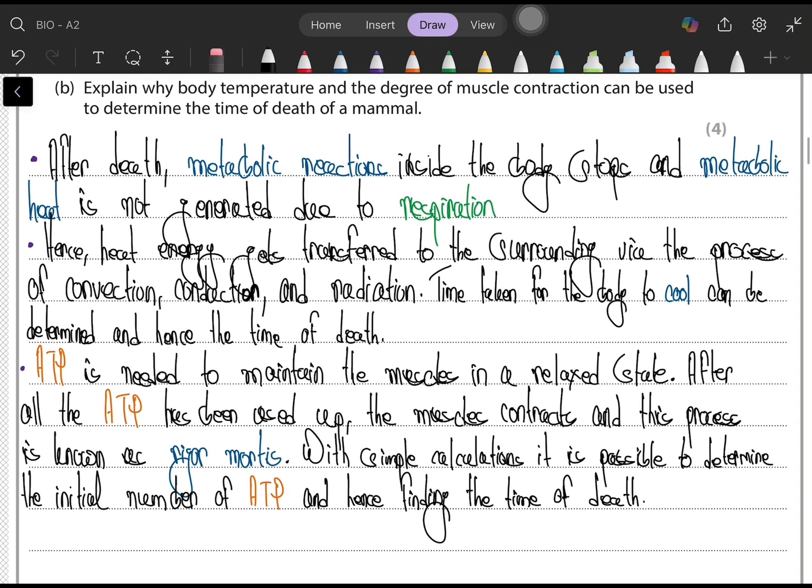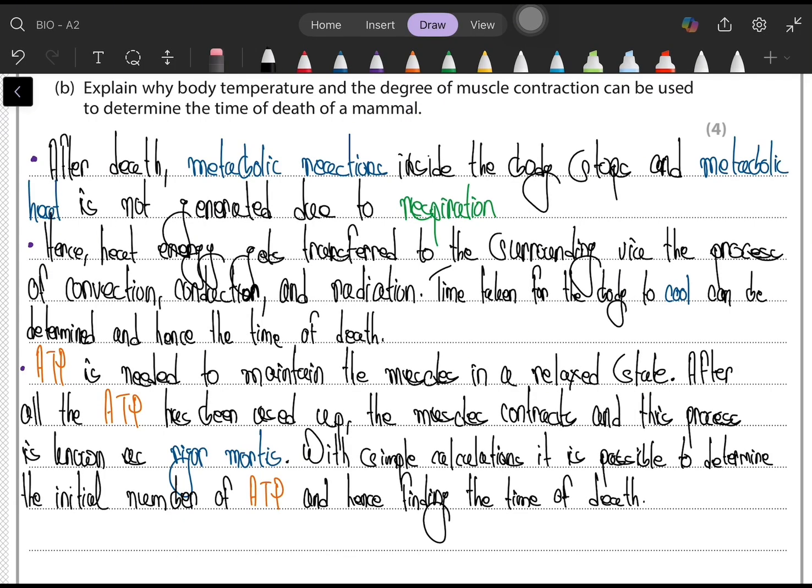So this is what I have written down. After death, metabolic reactions inside the body stop and metabolic heat is not generated due to respiration. Hence, heat energy gets transferred to the surroundings via the processes of convection, conduction, and radiation. The time taken for the body to cool down can be determined, and hence the time of death.